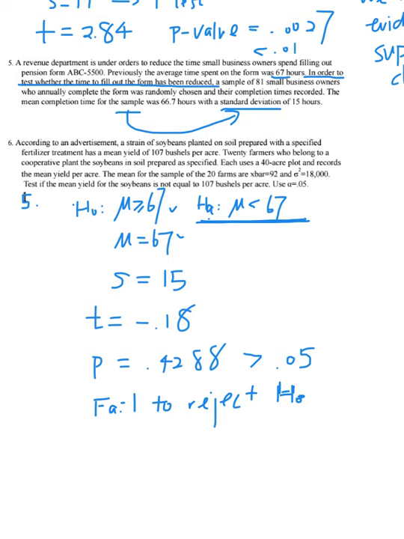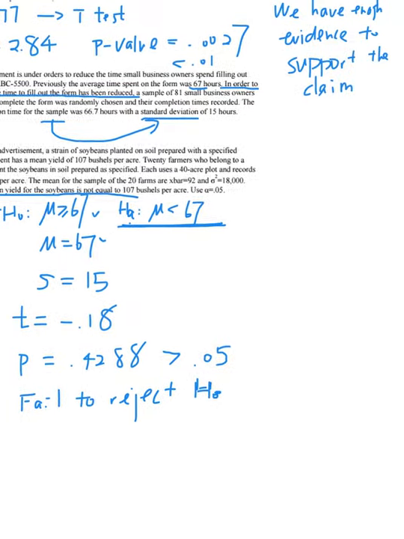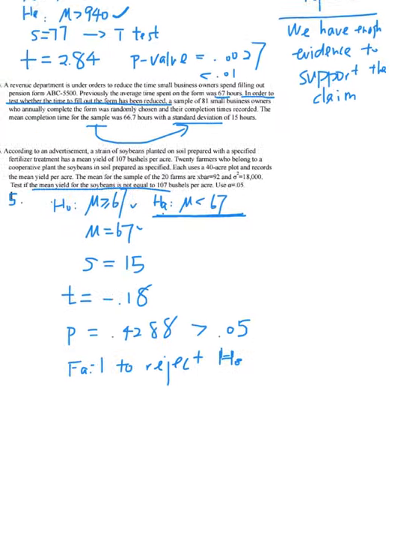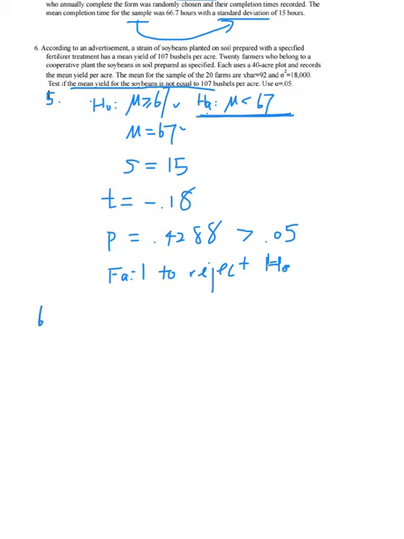And for the last one, number 6. Where is our claim? We want to test if the mean yield for the soybeans is not equal to 107. So number 6, how about that right here? Number 6, our H0 will be the mean equal 107. Our HA will be the mean doesn't equal 107.